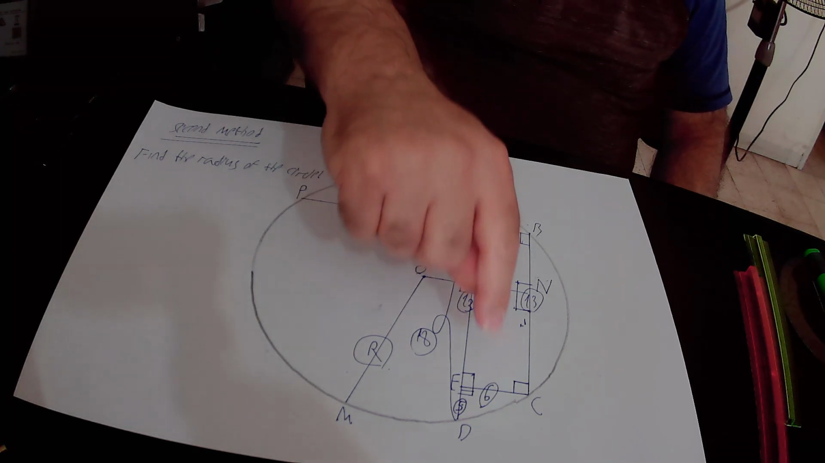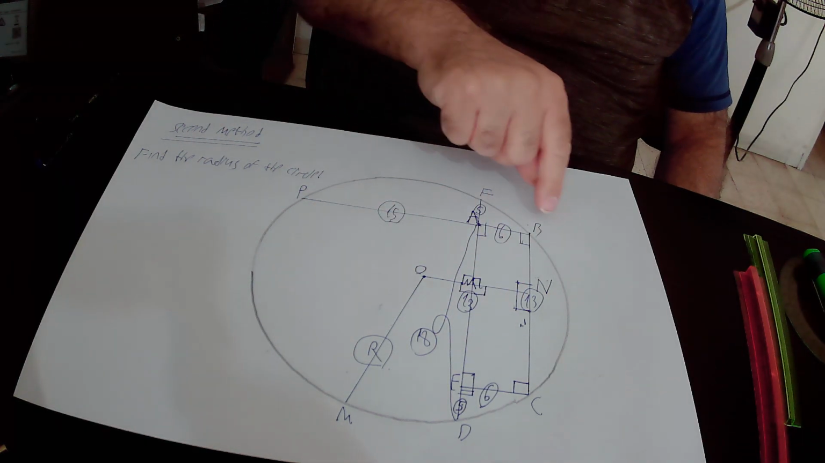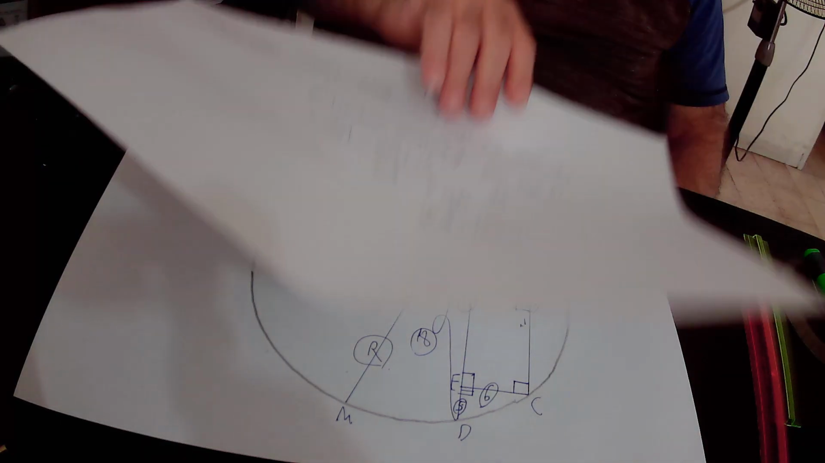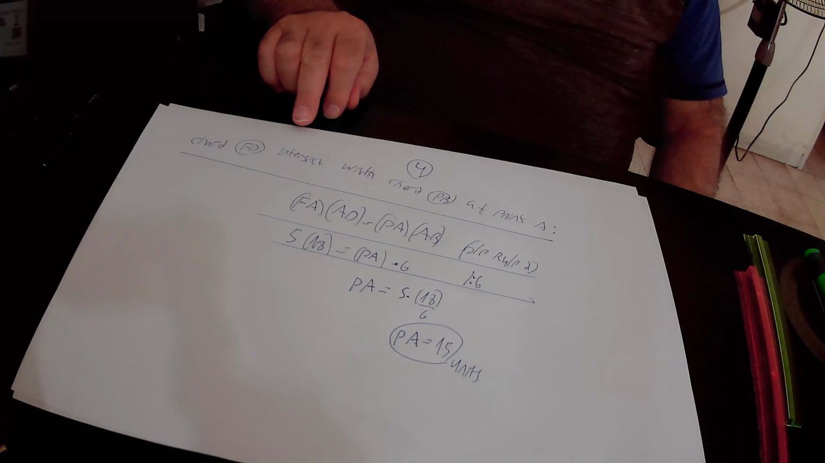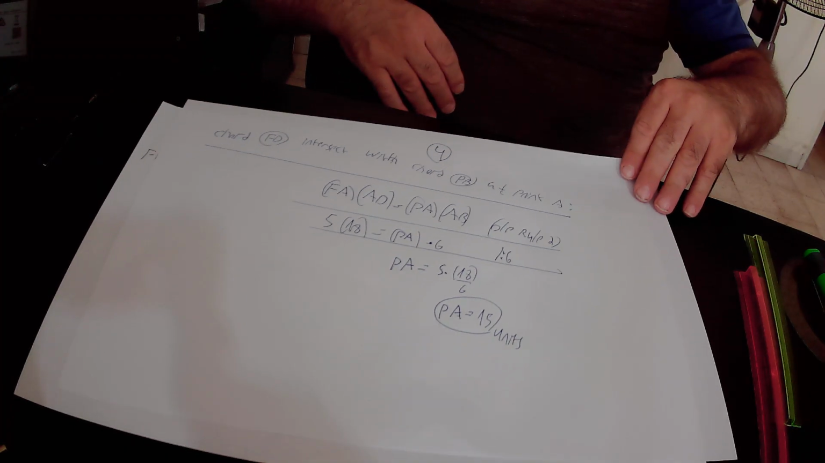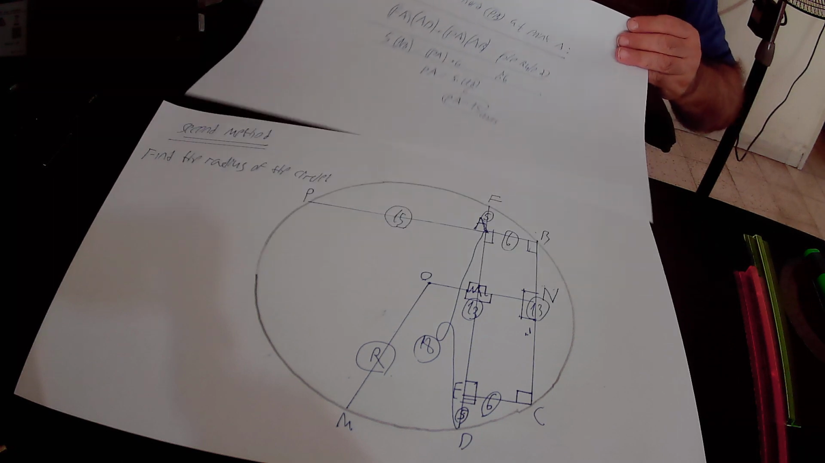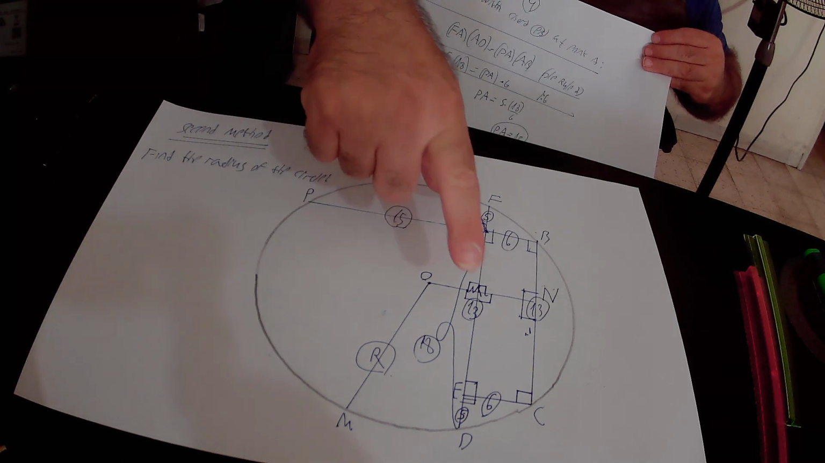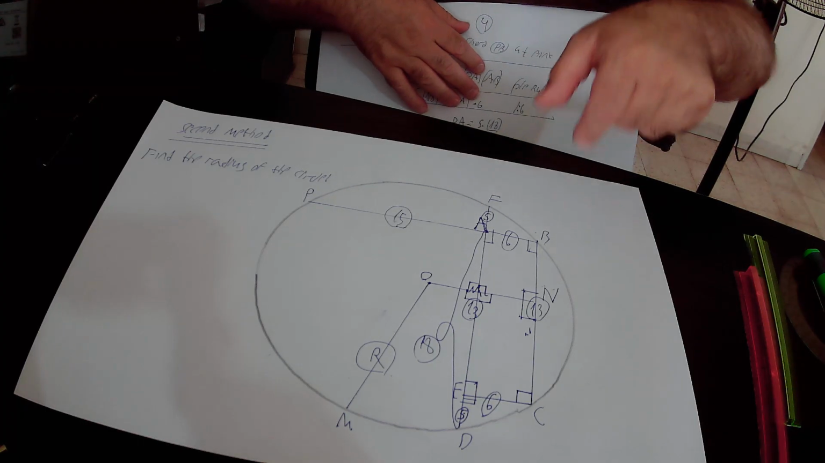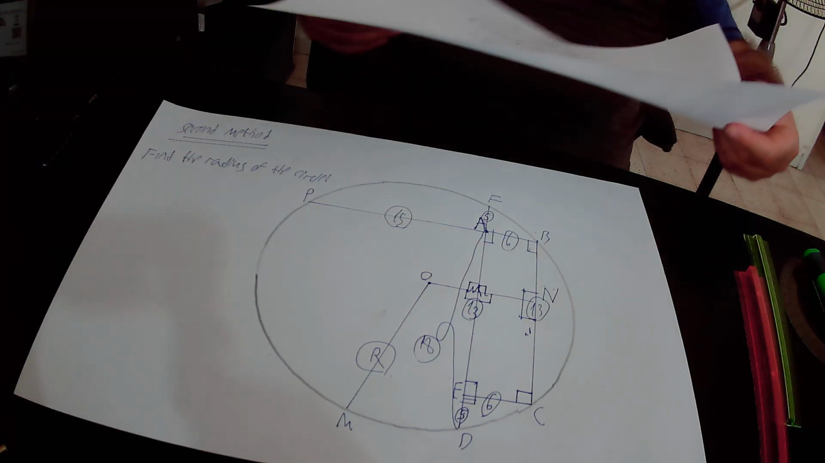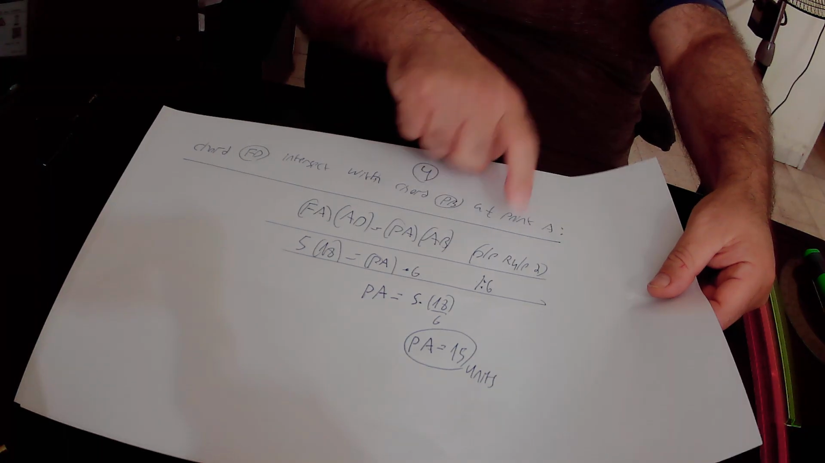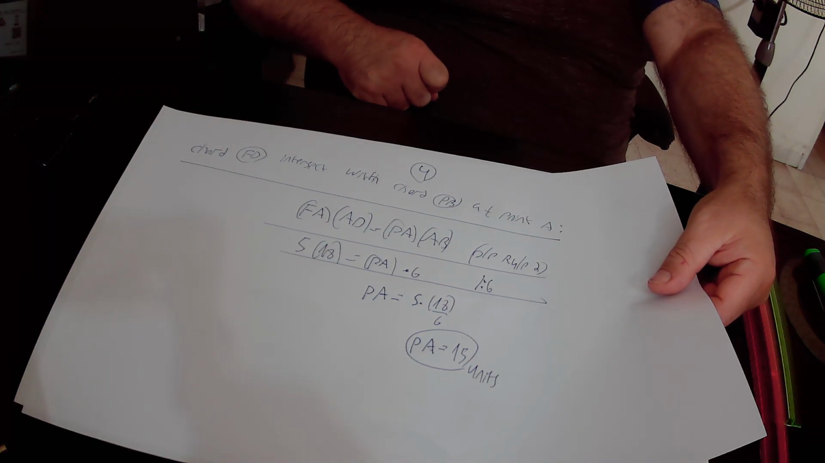We have chord FD that intersects with chord PB at point A. Therefore we can implement here rule number 2. According to rule number 2, we get that FA times AD equals PA times AB.